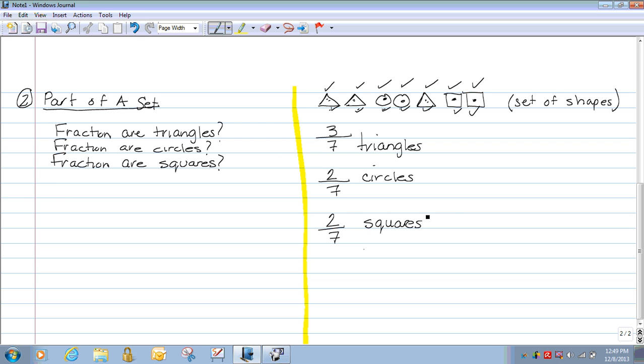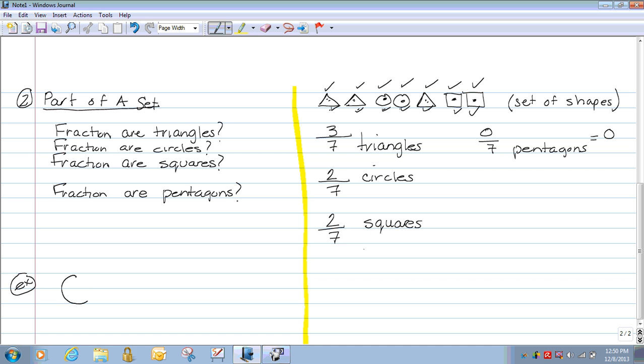Now, I could ask what fraction are, let's say, pentagons. When I look at my shapes there, I don't see any pentagons. So the answer to that would be 0/7 are pentagons, which is the same thing as 0. Push pause.